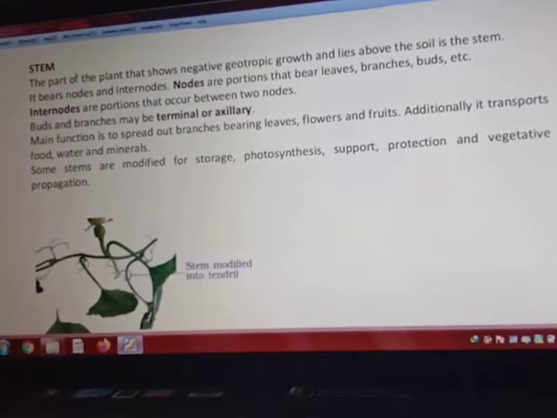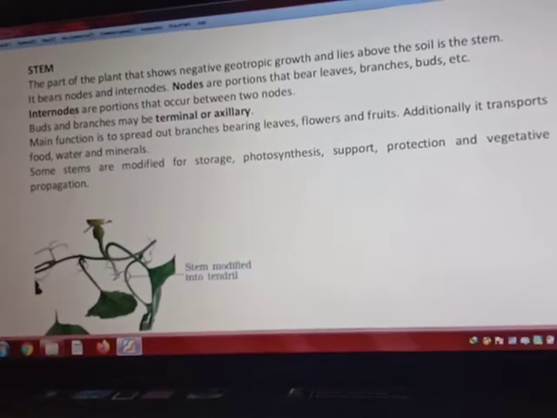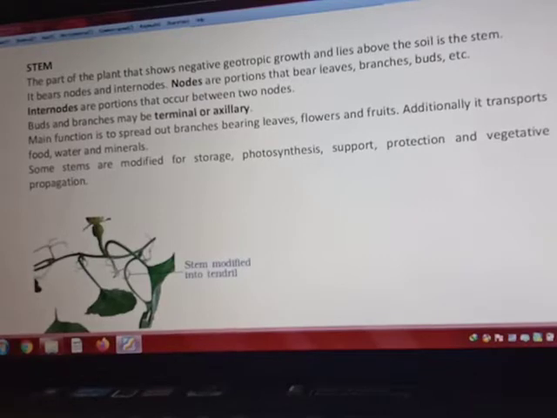And on the stem, a number of nodes and internodes are present. This term also you have studied already. The point from where growth of the leaf takes place is known as a node, and the distance from one node to the next node is known as the internode. And these nodes and internodes are present on the stem. These are its general characteristics. And from the nodes, growth of the leaves takes place on the stem. And buds and branches are also present. These buds may be terminal or axillary. Terminal means those present at the apex.